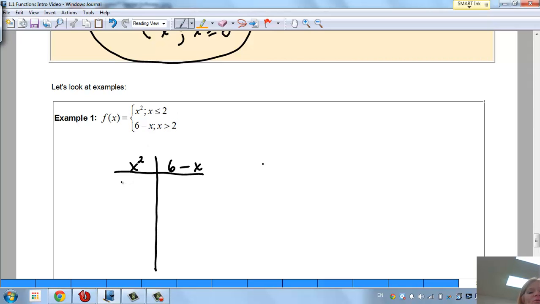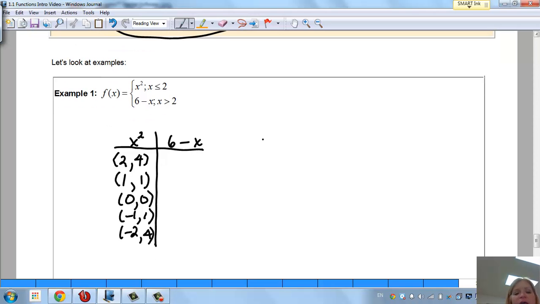The point 2 is in this piece. So if I put a 2 in there, 2 squared is 4. So the point (2, 4) is on this graph. And it's less than or equal to 2, so I'm going to go down. If I put a 1 in, it's 1 squared, or 1. If I put a 0 in, it's 0 squared, or 0. If I put a negative 1 in there, it's going to square that. It's going to turn to positive 1. If I put a negative 2 in there and I square, it's a positive 4. And let me move this down just a little bit. And I can keep going so on and so forth, okay? And then we're going to graph that.